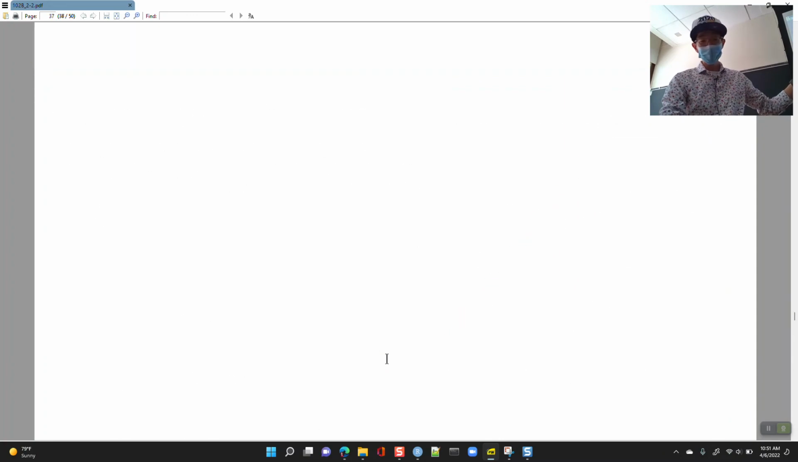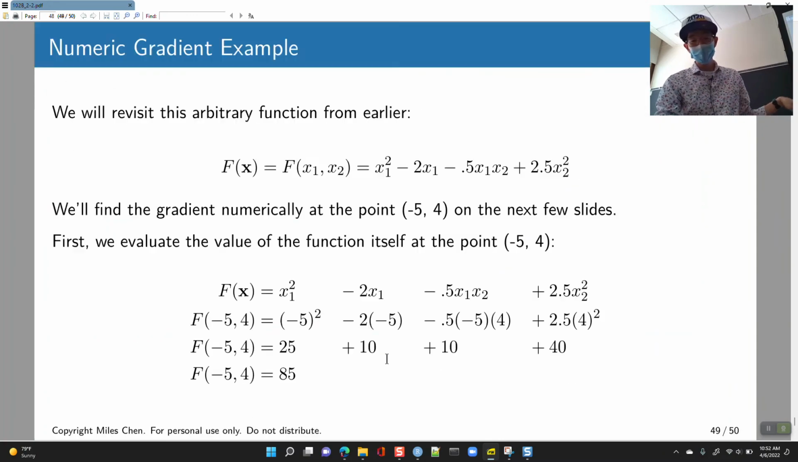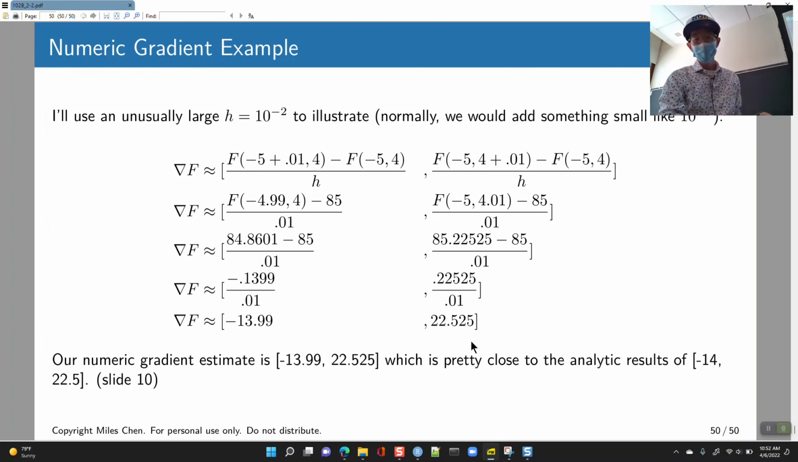If I go back to one of the older slides, I think the analytic result of the gradient was -14, 22.5. Okay, so that aligns, and this is a way for you to check, did I calculate my gradient correctly, and to verify this.